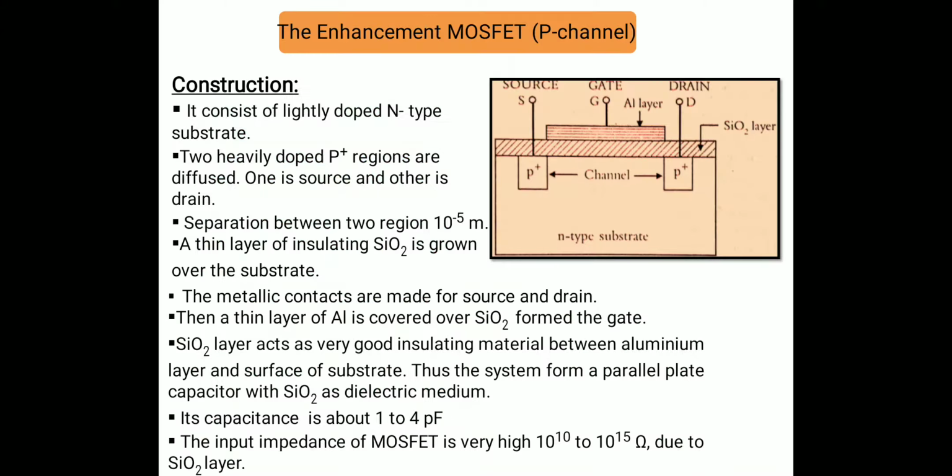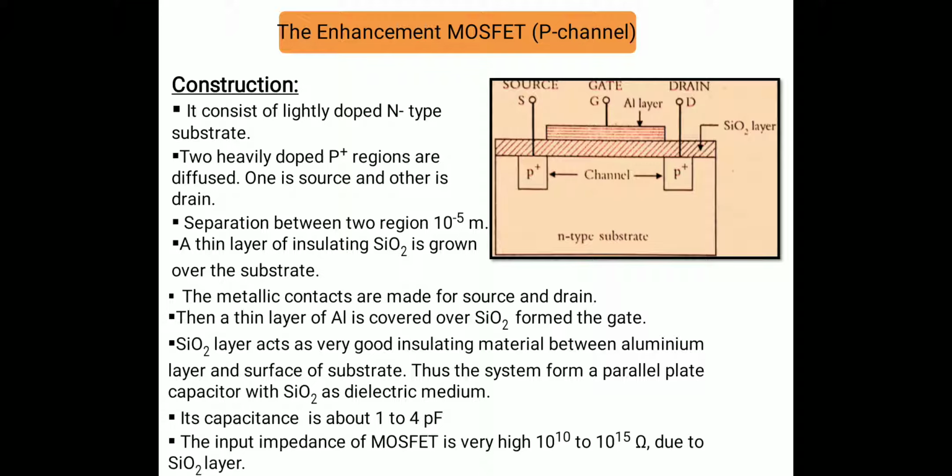First we will discuss enhancement MOSFET. We will see the construction of P-channel enhancement MOSFET. Construction is shown in figure. It consists of a lightly doped N-type substrate. Then two heavily doped P regions are formed. One region is called source, the other is called drain. Drain and source are separated by a distance of 10 to the power minus 5 meter.